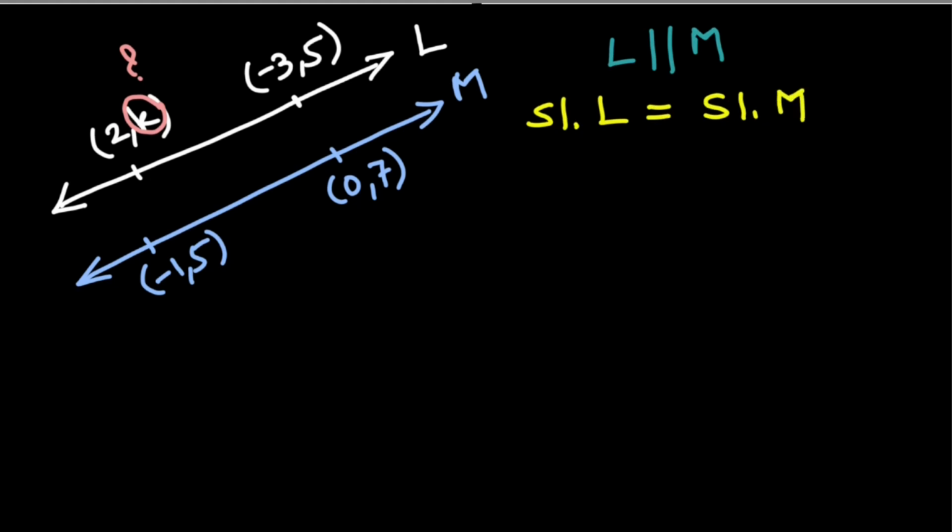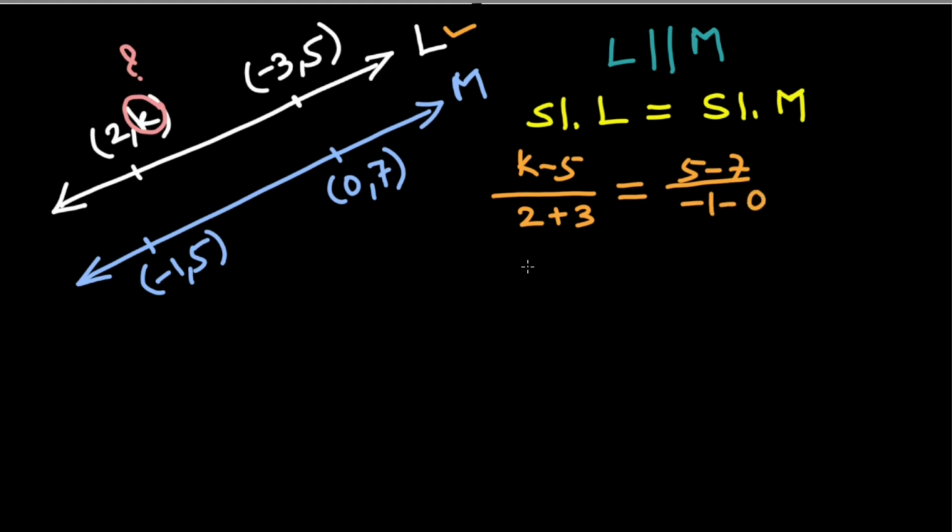Now slope of a line is the difference between the y coordinates divided by difference between the x coordinates of any 2 points on the line. So slope of line L will be k minus 5 divided by 2 plus 3 equals slope of line M, which will be 5 minus 7 divided by minus 1 minus 0.